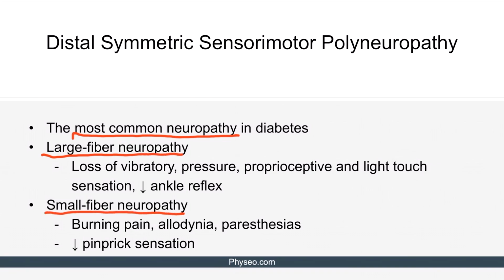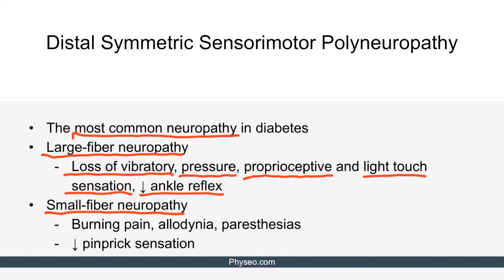Now, the large fiber neuropathy usually has negative symptoms, such as a loss of something. For example, loss of vibratory, pressure, proprioceptive, and light touch sensations. And there would also be a diminished ankle reflex. So typically patients do not notice those symptoms, so they're mostly asymptomatic.